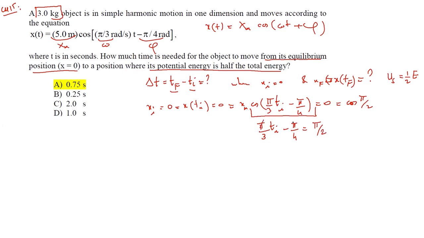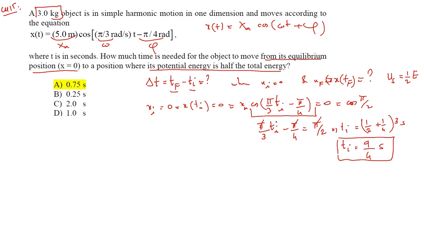That means the argument, pi divided by 3 t initial minus pi divided by 4, is equal to pi divided by 2, such that the cosine is 0. I simplify by pi and I get my t initial, which is just half plus 1/4 multiplied by 3 seconds. So this t initial will give me 9 divided by 4 seconds. This is the initial time. So x is equal to 0 at t equal 9 divided by 4 seconds.